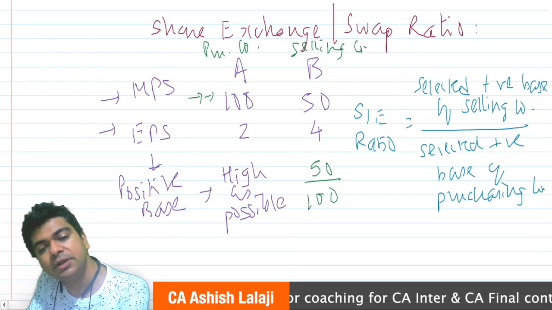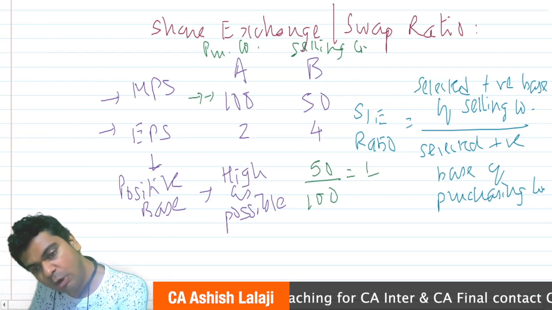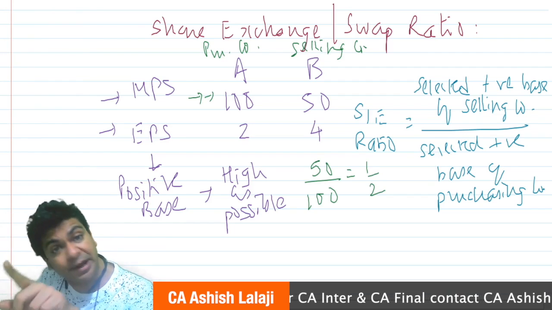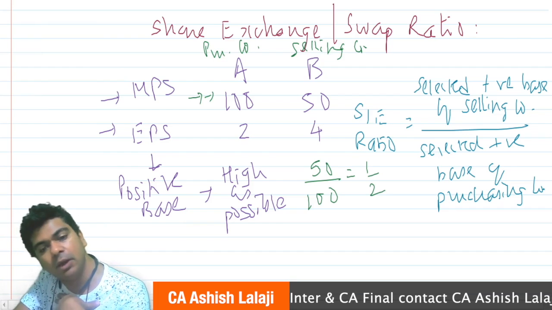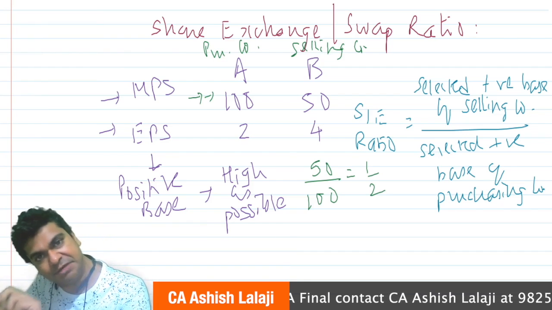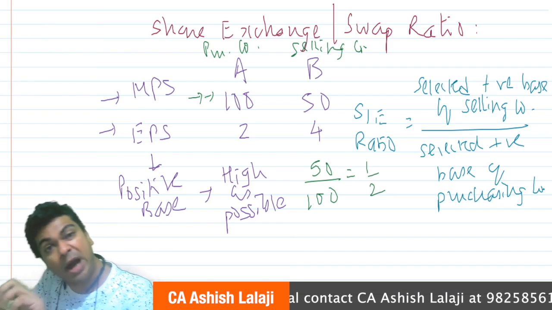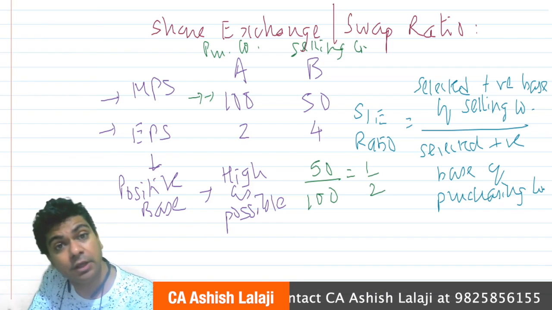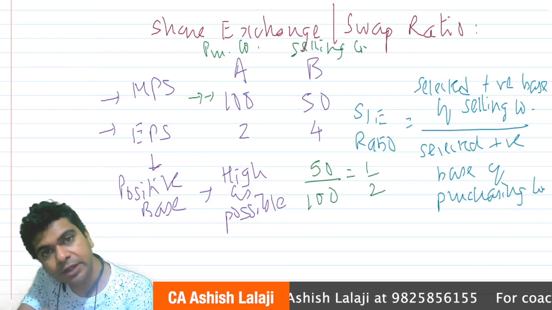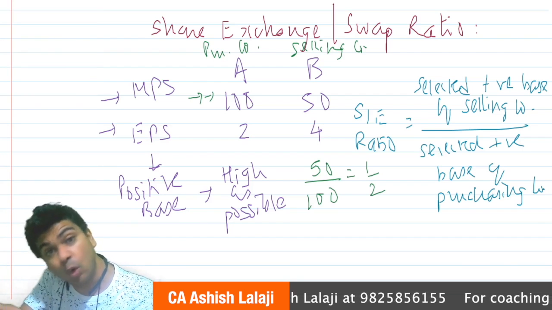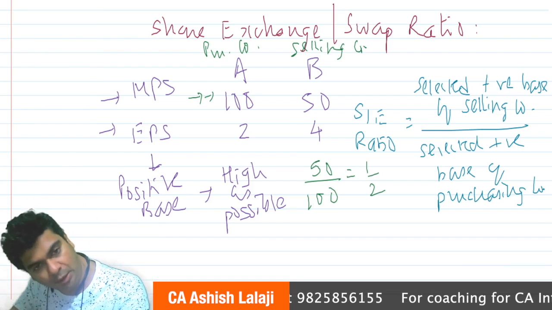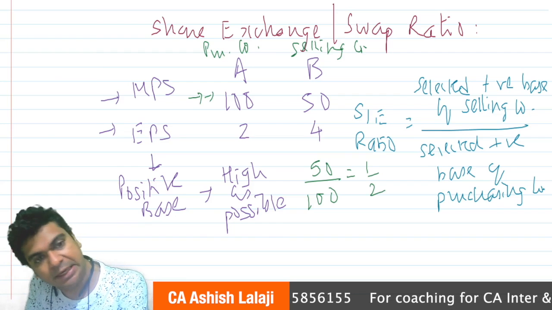When you solve this, the share exchange ratio will turn out to be 1 by 2. That means for every 2 shares of your company, I will give only 1 share of my company. That's the reason we say the share exchange ratio is 1:2. I will give you fewer number of shares for a simple reason that your company's market price is lower than my company's price. Right? But let's turn the tables.